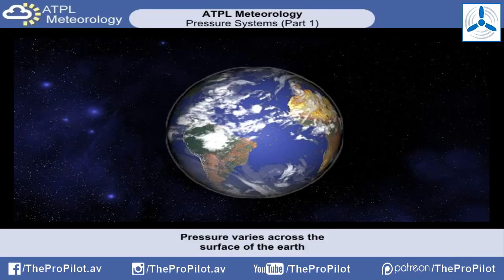We saw in Lesson 2 that pressure can vary across the surface of the Earth. The understanding and identification of this is very important. By knowing where pressure variations exist, we can make assumptions on the movement of air vertically and horizontally.